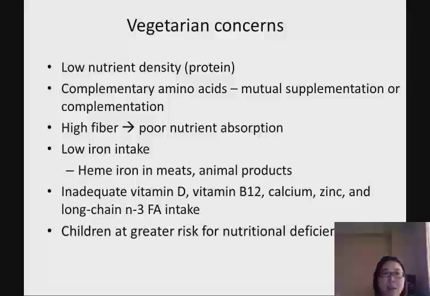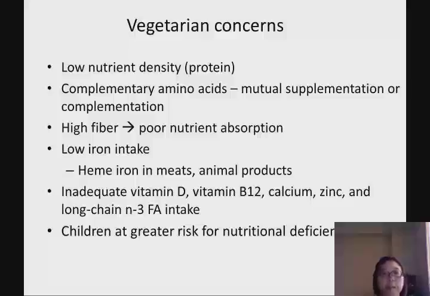Okay, that's why we do complementary amino acids, which means we have mutual supplementation or mutual complementation. We combine different lacking proteins together. We can complement each other, so it's called complementary amino acids.